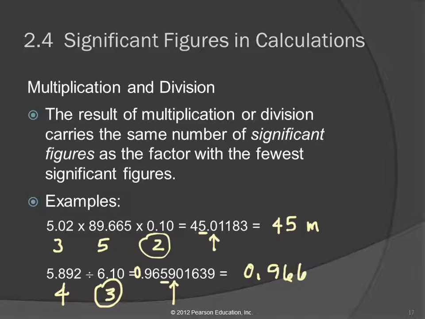So would you cross that on a test if we forgot to put the 0? Nope. Definitely not. Now, if you wrote 0.965, that's wrong.